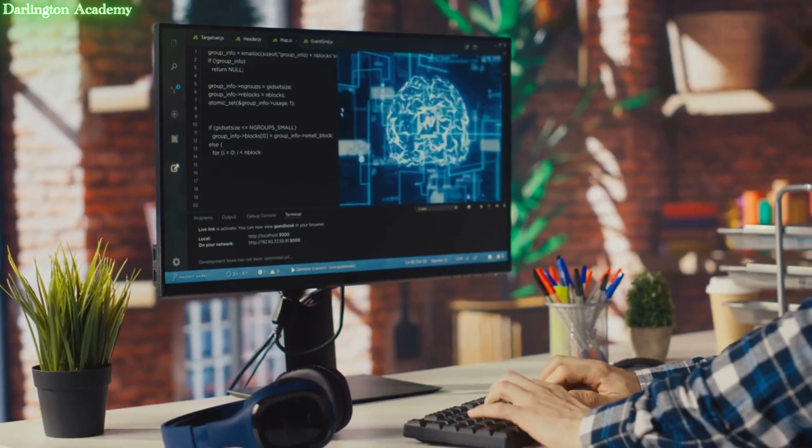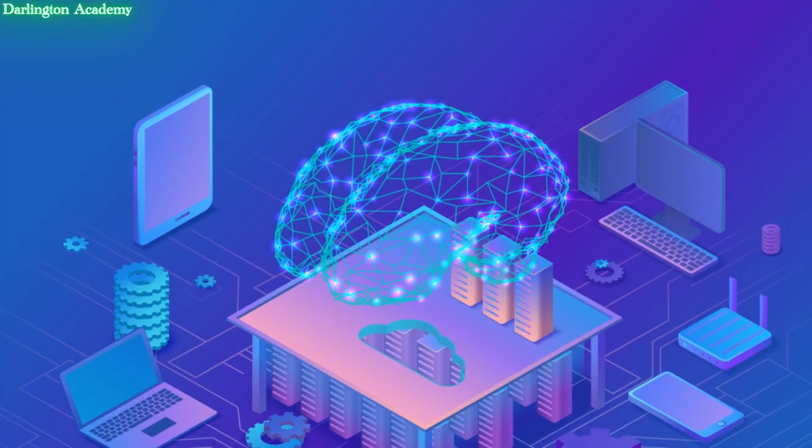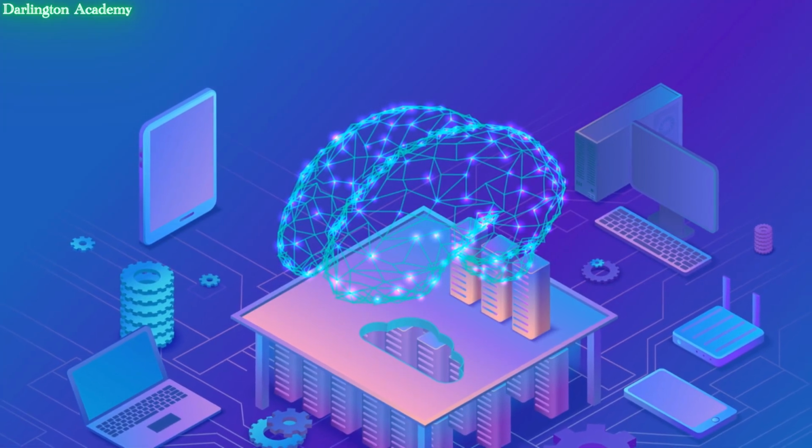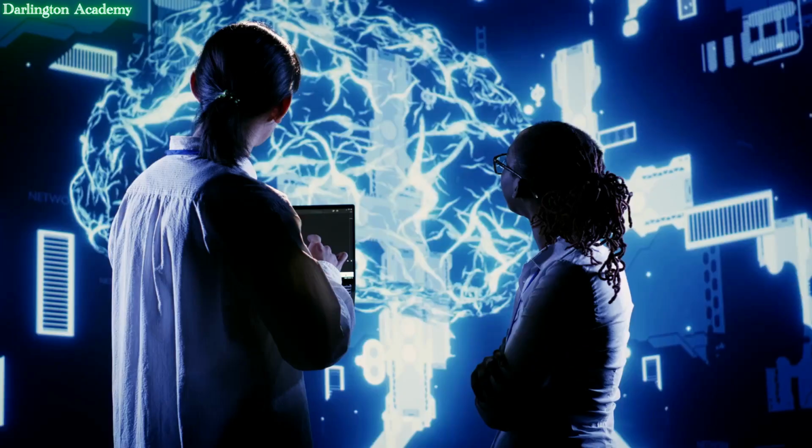These agents are built on complex algorithms and neural networks. These networks are inspired by the structure of the human brain. This allows them to process information and learn in a way that mimics human cognition.